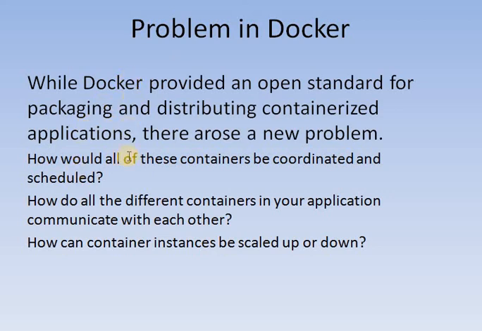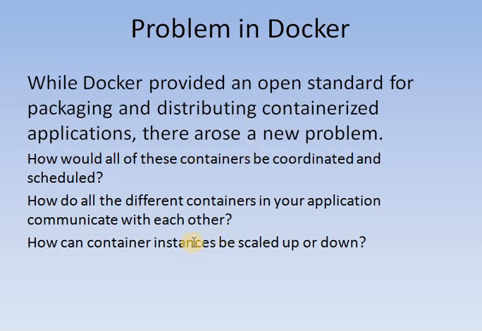So let's discuss problems in Docker. Docker provided an open standard for packaging and distributing containerized applications. This gave rise to a new problem. The problem is, how will you maintain the coordination between the containers, because you may end up launching a few containers, like one application container, then a web container, and some database container, right? These containers should be communicating with each other. How will you handle that coordination, or orchestration, between the containers? How will you scale up your containers? How will you scale down? How will you maintain the replicas, right?